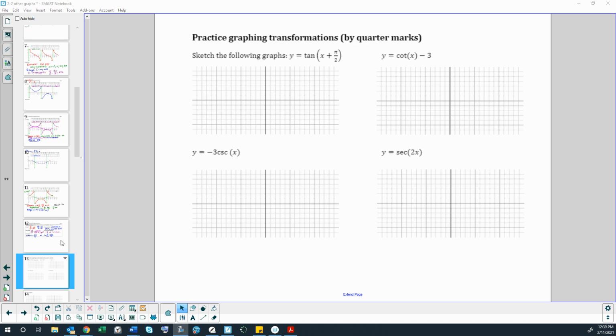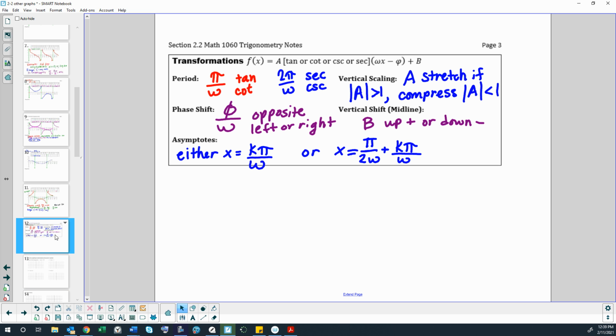Okay, let's practice graphing a few of these trig functions using some of the transformation stuff that we've already learned about. Let's look back at how it changes for some of these graphs a little bit. Something to keep in mind is that tangent and cotangent have a period of pi. So if we have a number next to x, that omega value, we're not going to do 2 pi divided by omega, we do pi divided by omega to find that period.